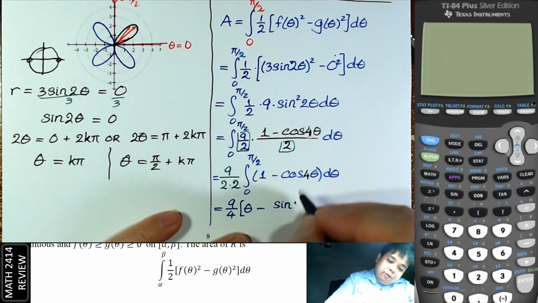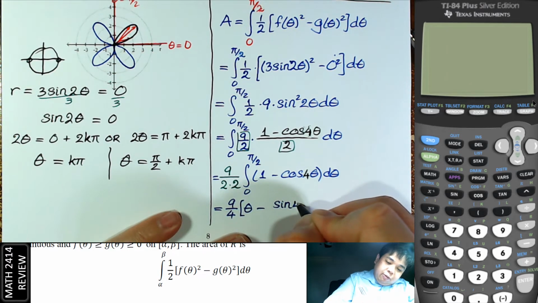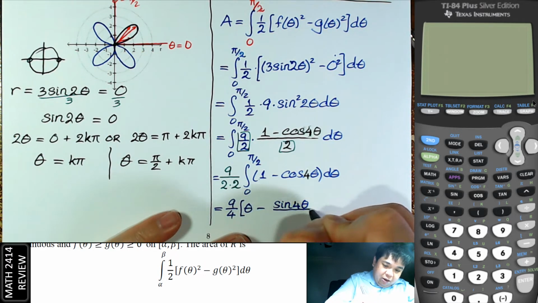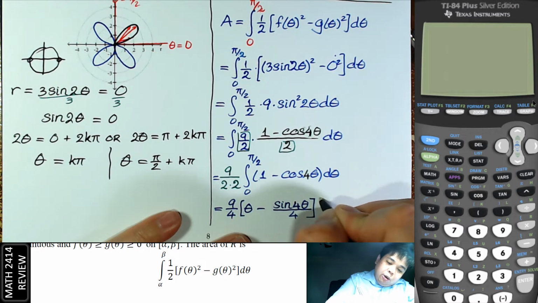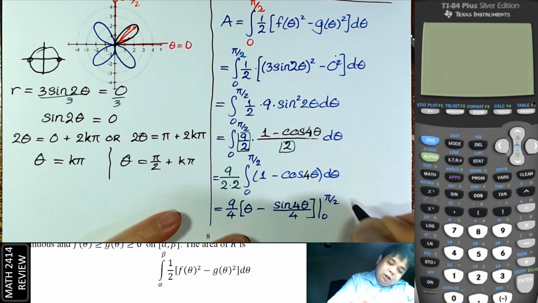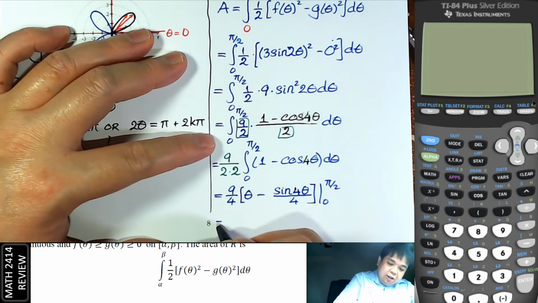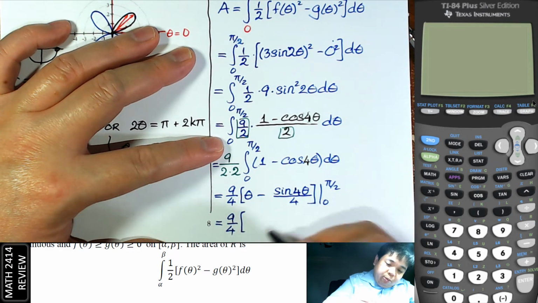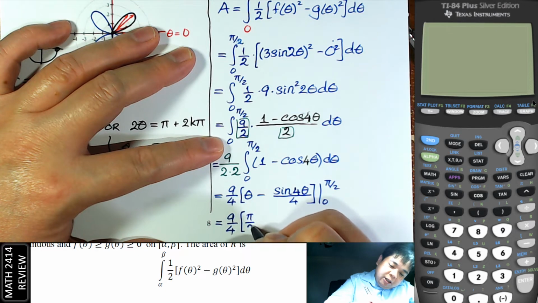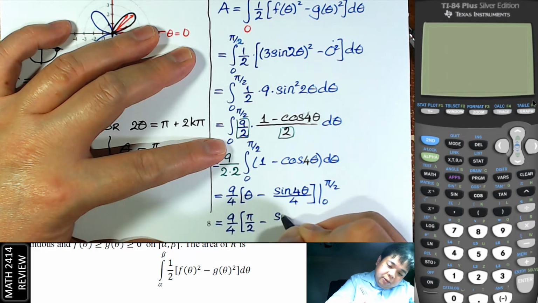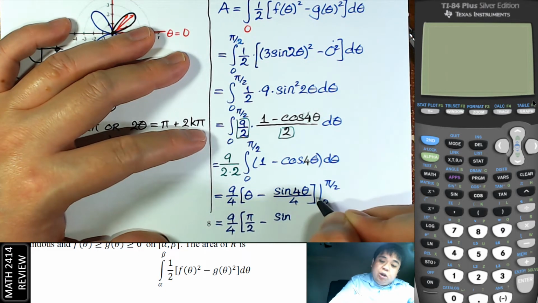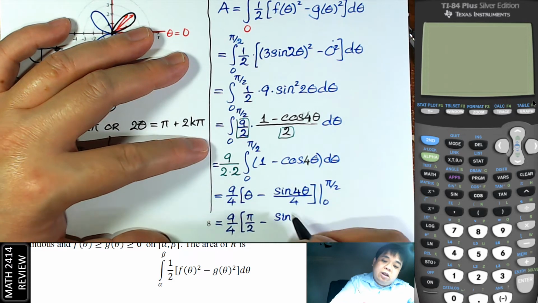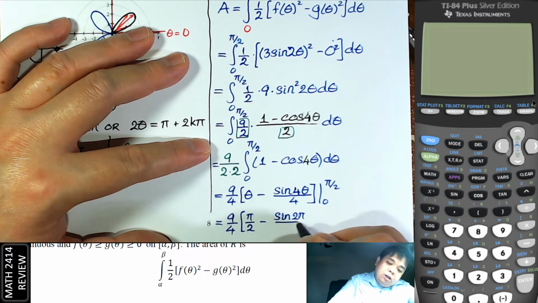And the integral of cosine 4 theta is sine of 4 theta divided by 4, going from 0 to pi over 2. Right? Now we substitute pi over 2 in for theta. Pi over 2, substituting in, the 4 and 2 cancel out. We have sine of 2 pi over 4.